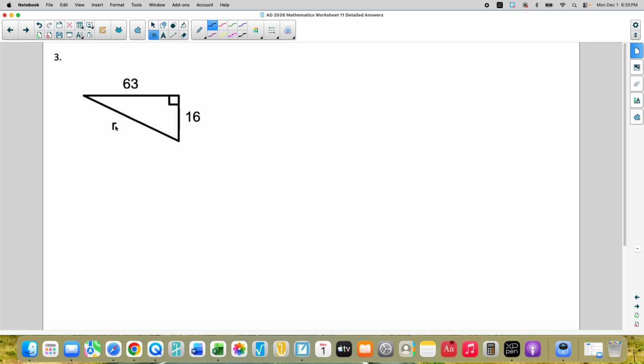Now we're looking for the hypotenuse. So we're given both of the legs, equals the hypotenuse squared. 16 squared, that's 196, I'm pretty sure. 256, not even close. Oh, 14 squared is 196, sorry. 16 squared is 256. 63 squared is a huge number, 3,969.